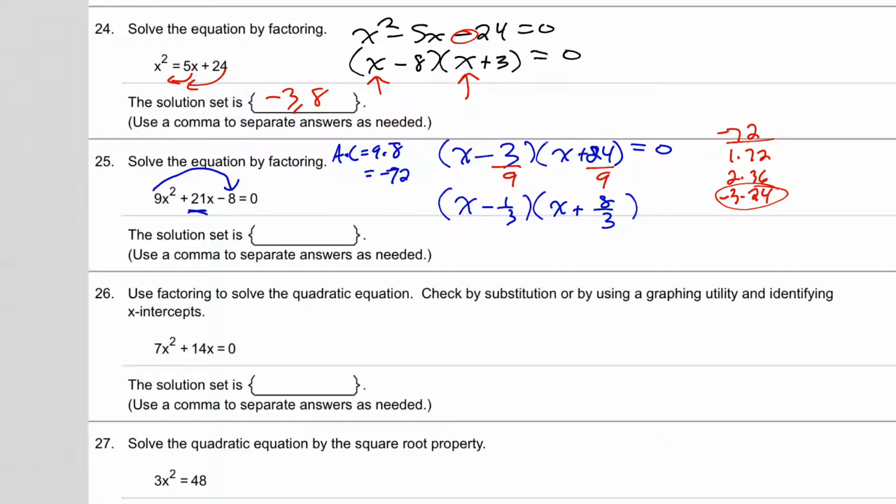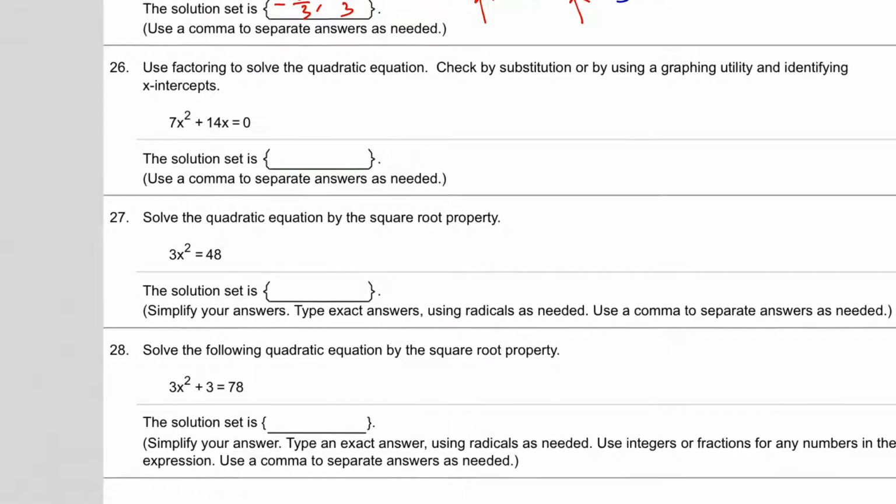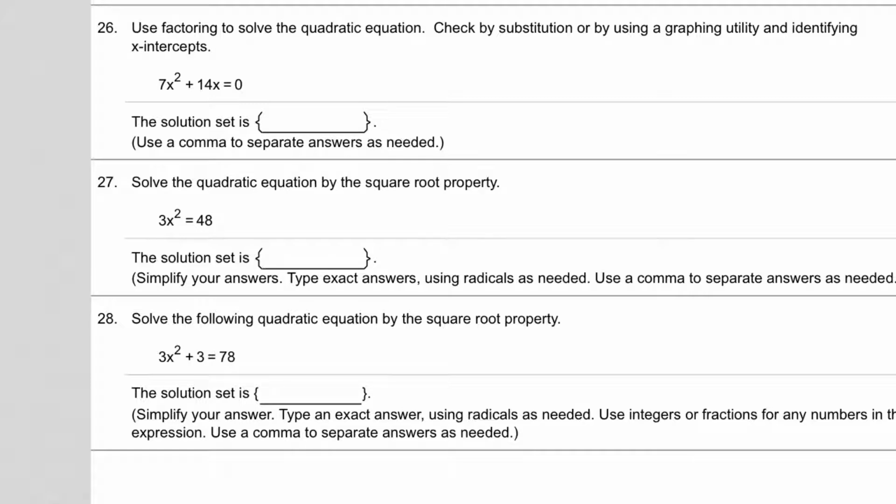Okay. So again, what are these x's that will make these 0? Well, the opposites. So negative 8/3 and 1/3. Okay. Okay, 26. So we want to solve, but it's missing the c term, so we want to go ahead and do the GCF. Okay, GCF.